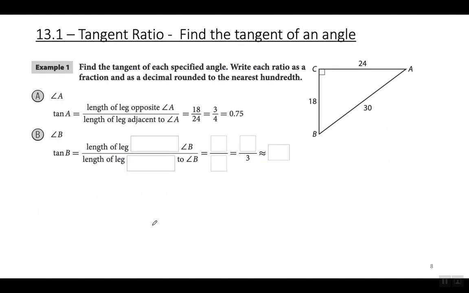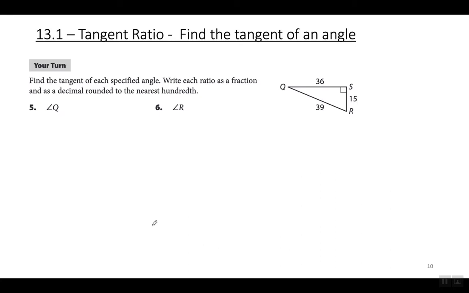Alright, so let's look at this example here, okay? It says find the tangent of each specified angle. Alright, so find the tangent of angle Q.